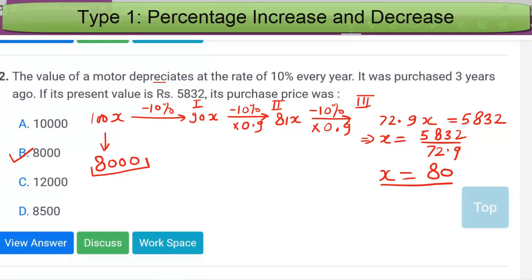In this approach we have seen that we assumed the value as 100x, and this has comfortably given us the depreciated amount after 3 years. So this approach should be adopted in similar questions. So let's see another question.